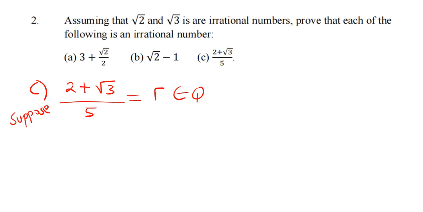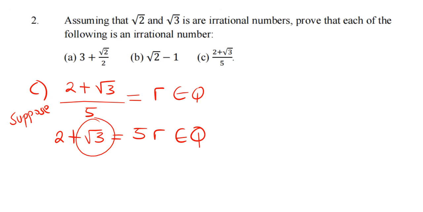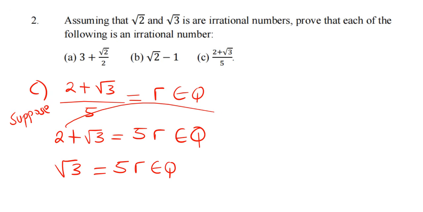Okay, so we suppose that it's that. Now when I cross multiply, I'm going to have 2 plus root 3 equals 5 multiplied by r. I'm going to have 5r is a member of rational numbers. Now to make it interesting, I'm going to make root 3 the subject of the formula. So root 3 will be equal to 5r, being a member of rational numbers. When the 2 goes to the other side, it becomes a minus 2.